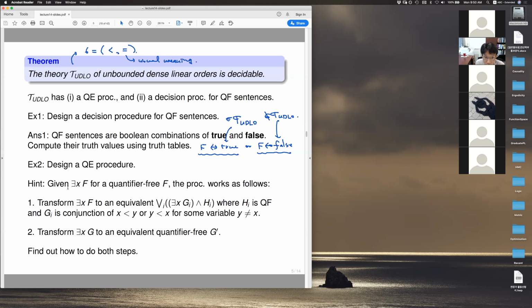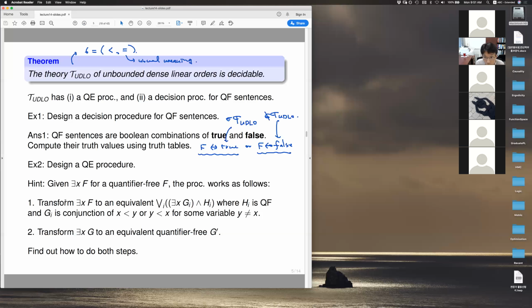What we have to do is assume we are given an existentially quantified formula, exists x dot f, where f is quantifier free. Then we have to get rid of this existential quantification. In other words, we have to come up with a formula G prime which is equivalent to exists x f. Okay. Now how do you do it?